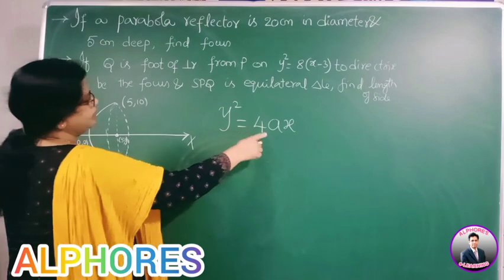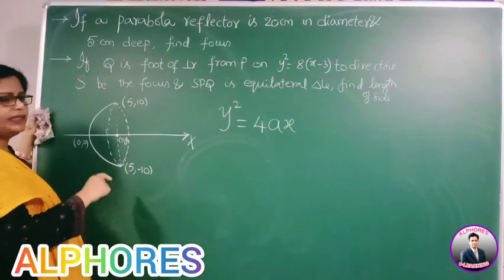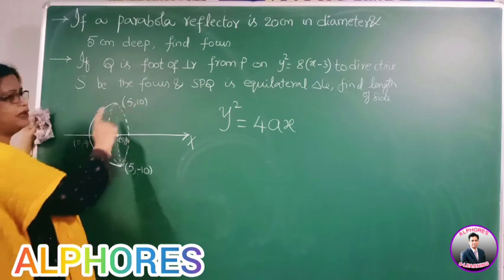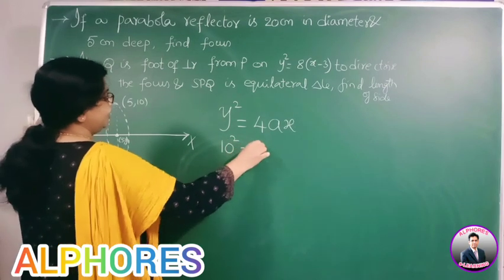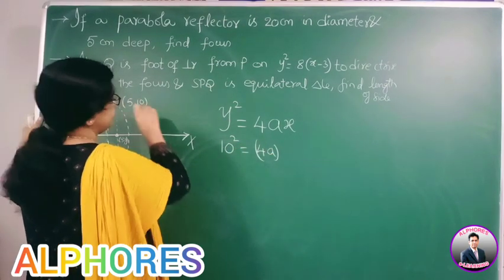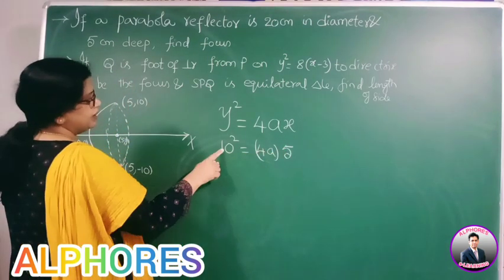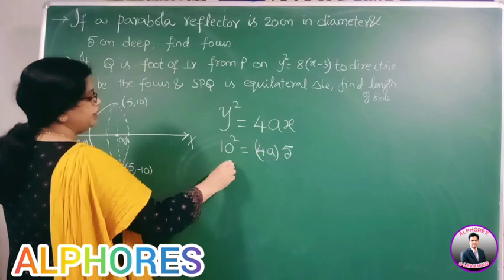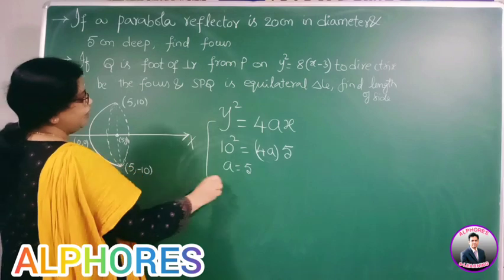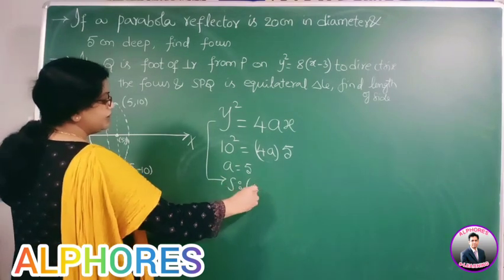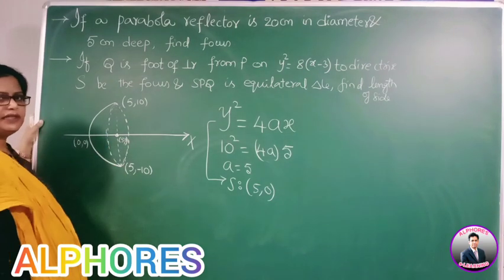Now, this is y square equals 4ax, and we don't know the value of a. For that purpose, let us substitute the point (5, 10). Then 10 squared equals 4a times x, that is 5. Therefore, you get the value of a as 100 divided by 20, so a is 5, and hence the focus of this parabola is (5, 0). So you got (5, 0) as the focus.